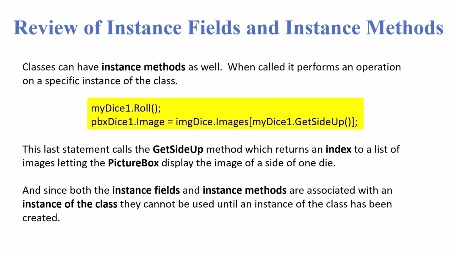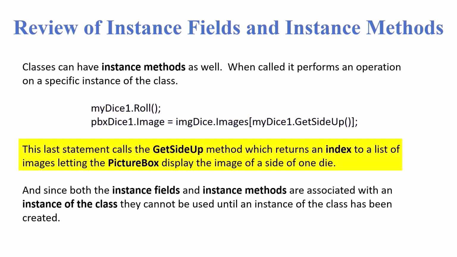We have myDice1.roll, and we have the PBX picture box image is equal to the imageList diceImages, and we have the index right here. The myDice1.getSideUp gives us that index to the image list, which then is passed to the picture box, allowing us to display a picture of a piece of dice on the screen. The last statement calls the getSideUp method, which returns an index to the image list, letting the picture box display that image of one side of the die.